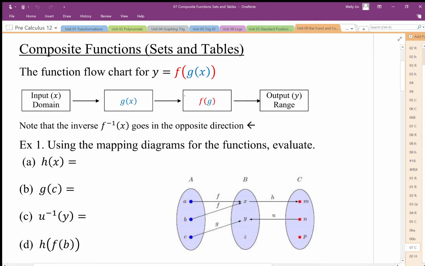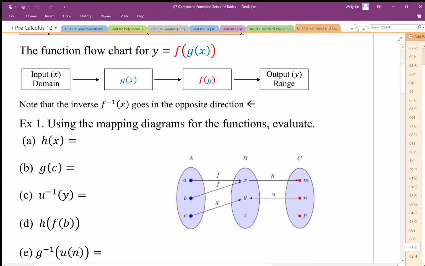When we put an x through that function, we end up going through g first. We get an output for g, then we go through the f, and then we end up with our output, which is our range. If we go in this direction, we have the regular function. In the opposite direction, we're talking about the inverse function.